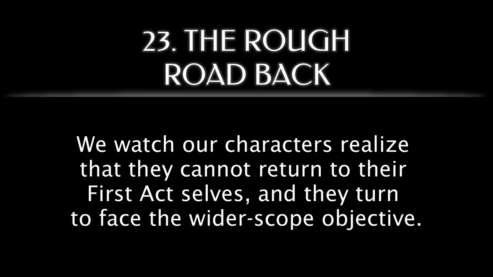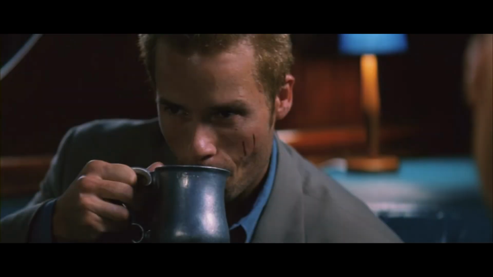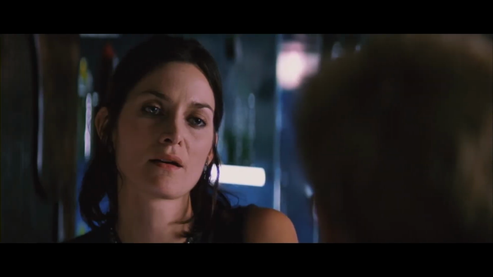We watch our characters realize that they cannot return to their first act selves, and they turn to face the wider scope objective. Natalie proves for herself that he can be manipulated without him knowing, and Leonard melts down with paranoia, showing us what it looks like when he figures out the manipulation. Then Natalie inquires about the whereabouts of Jimmy G.